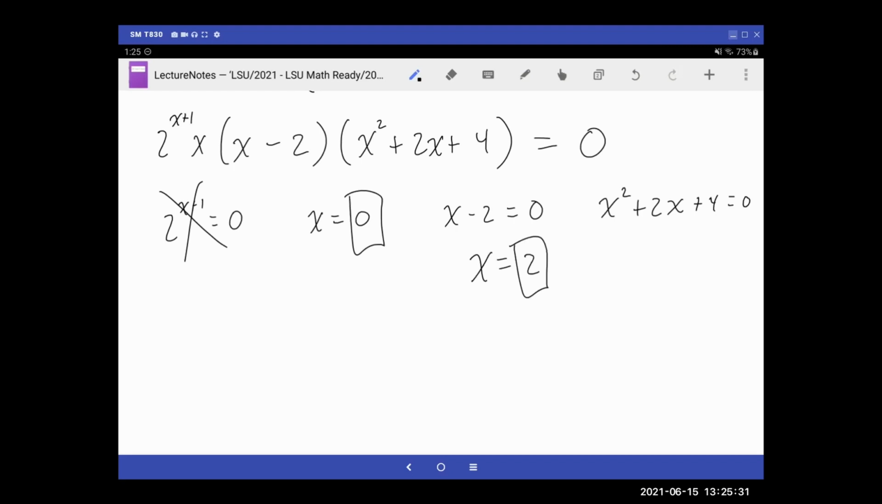This one right here is not actually factorable. This one's a little bit more complicated. I think typically for this type of question, if you were to see it on Alex, they would just say no real solution.